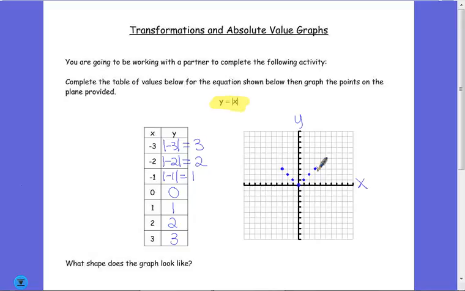So I pose a question to you here. What does the graph actually look like? Well, if you're looking at this, it should be very obvious what shape it takes on. It looks like a V. Now, there are some important things to know about this V. It is a V, which means it has a point at the bottom.